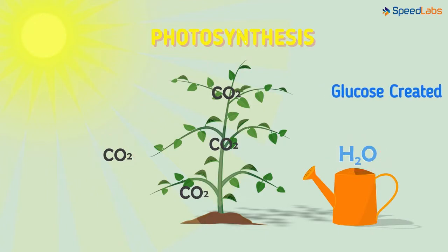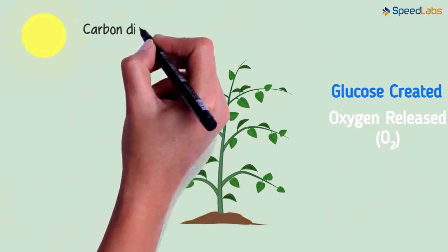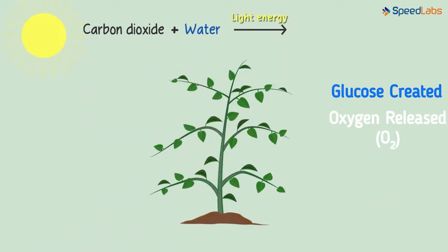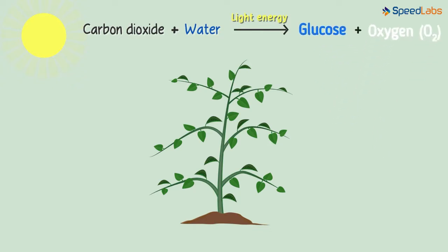Glucose is created and oxygen is released into the air from the leaves. They are the products of photosynthesis. So how will the photosynthesis equation look like? Carbon dioxide plus water plus light energy will give out glucose and oxygen. Plants get carbon dioxide from the air through their leaves and water from the ground through their roots. Light energy comes from the sun.